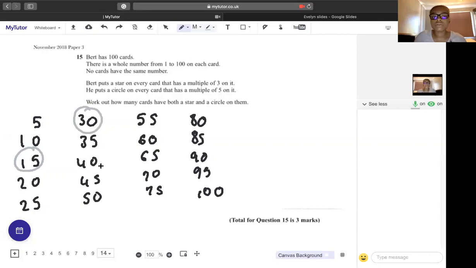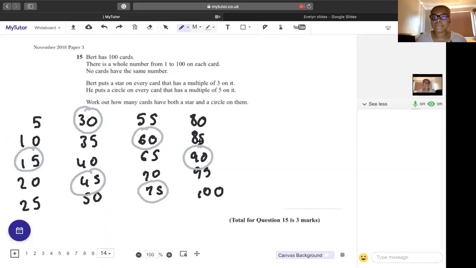35 is not, 40 is not, 45 is. If you add 4 and 5, it gives us 9. 50 is not, 55 is not, 60 is, because 6 plus 0 is 6. 65 is not, 70 is not, 75 is, because if you do 7 plus 5, you've got 12. 80 is not, 85 is not, 90 is, and those are all the multiples of 5 which are also multiples of 3.